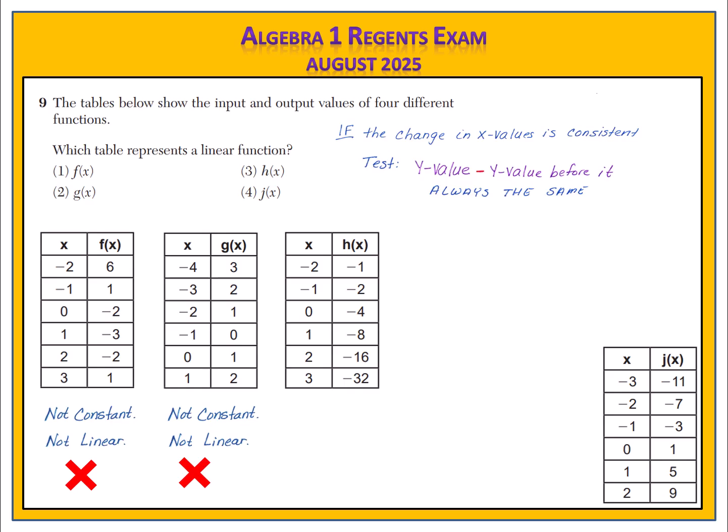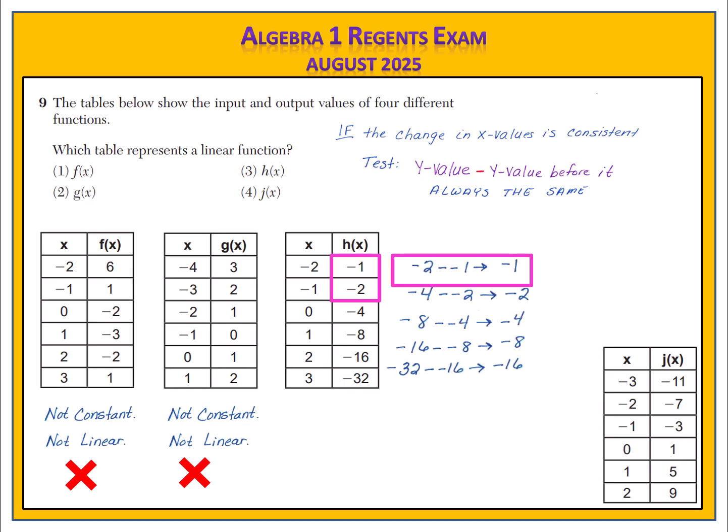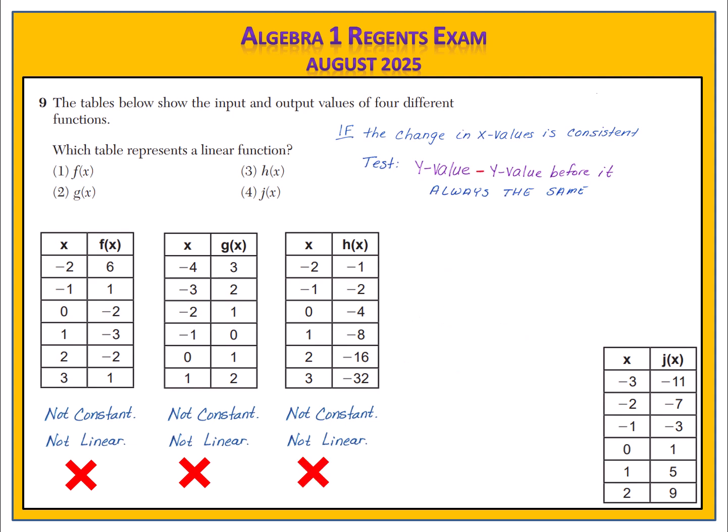Let's look at the third table. Again, the x column goes up by a constant amount each time, 1, so we can use our simple test. Negative 2 minus negative 1, negative 4 minus negative 2, negative 8 minus negative 4, negative 16 minus negative 8, and negative 32 minus negative 16. This is not a constant amount each time, therefore this function is not linear, which means we hope that the fourth table will be our linear function.